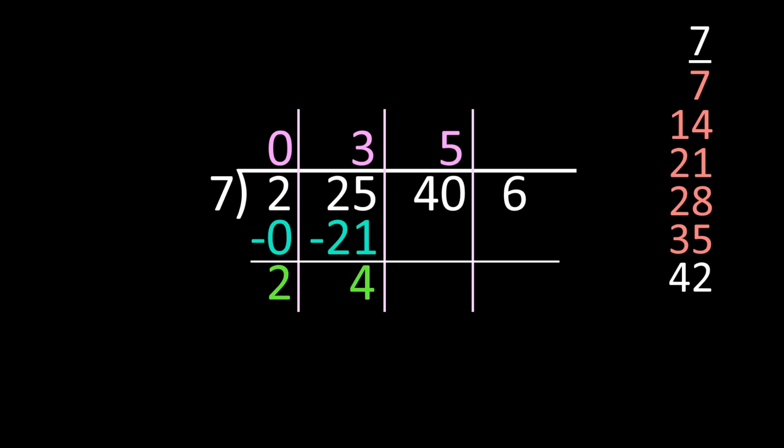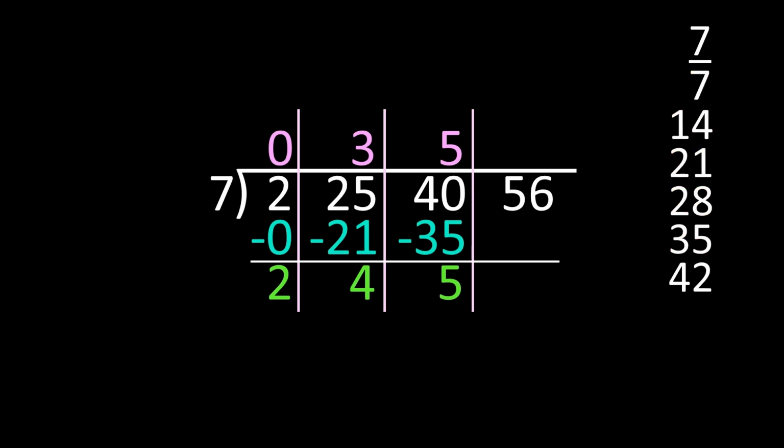So I've divided, now I multiply. 5 times 7, and again, I can get that from my column of multiples. 5 times 7 is 35. And then I subtract. 40 minus 35 is 5. And instead of bringing the 6 down, I'm going to be bringing the 5 up.